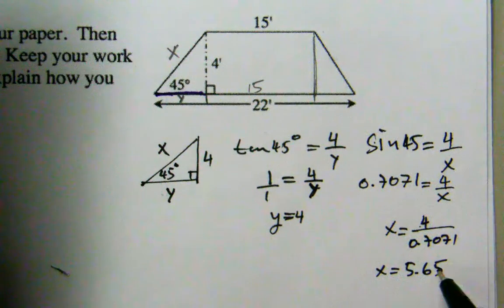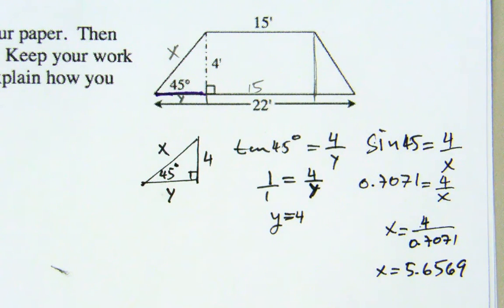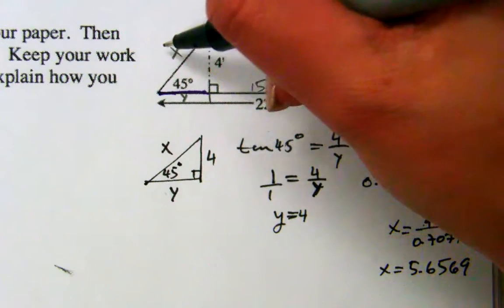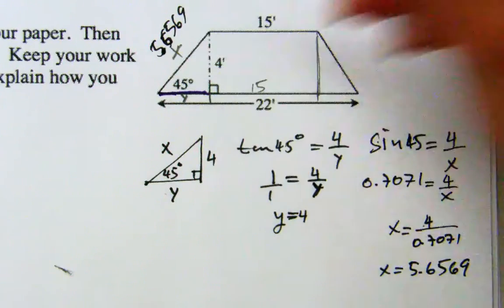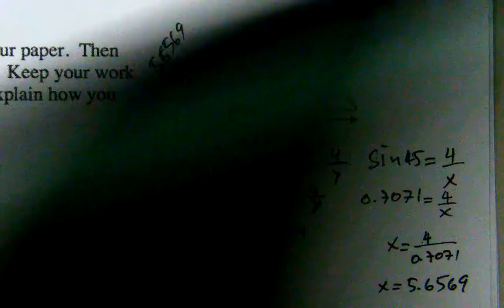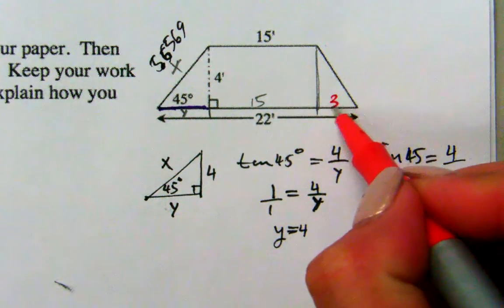I'm going to keep the decimals, so X is 5.6569. Keep your work organized so you can later explain how you solved it. Now we know this little piece is 4. If the whole thing is 22, that part is 15. 4 plus 15 is 19, so 22 minus 19 is 3. So in this part over here, this is 3.